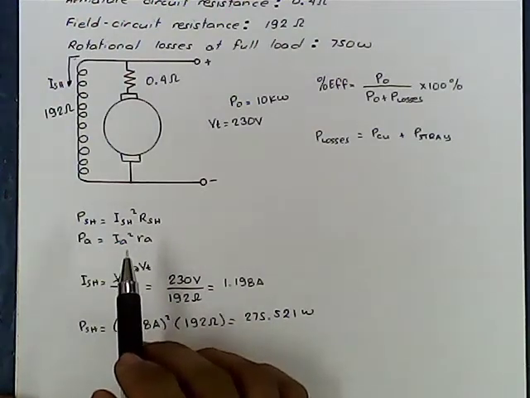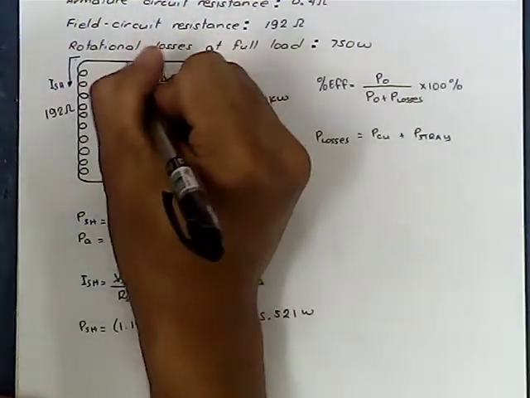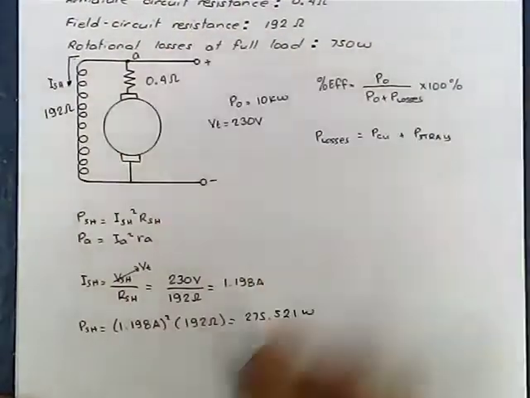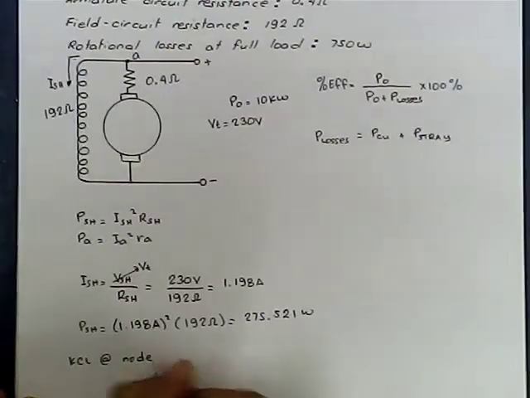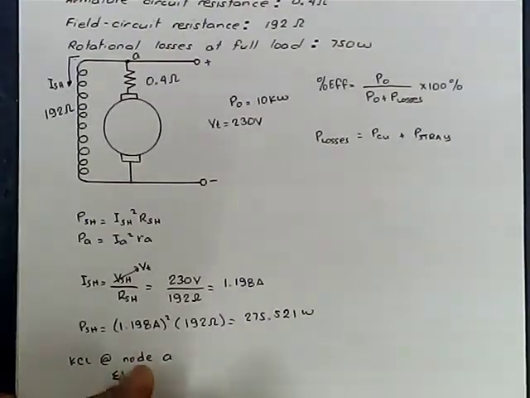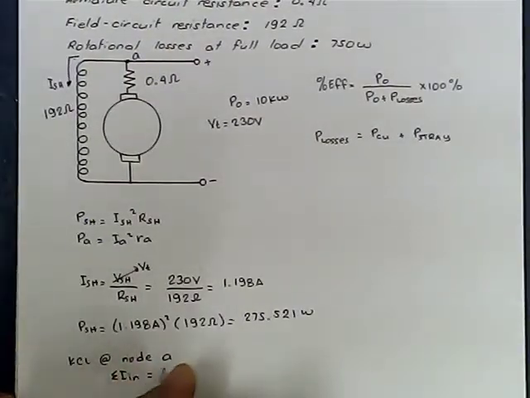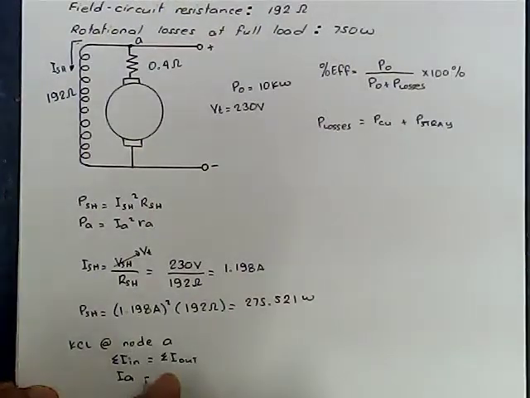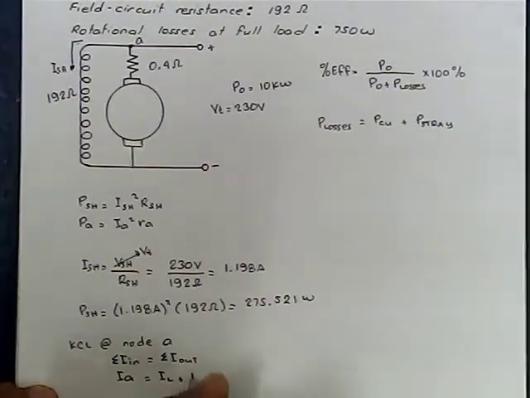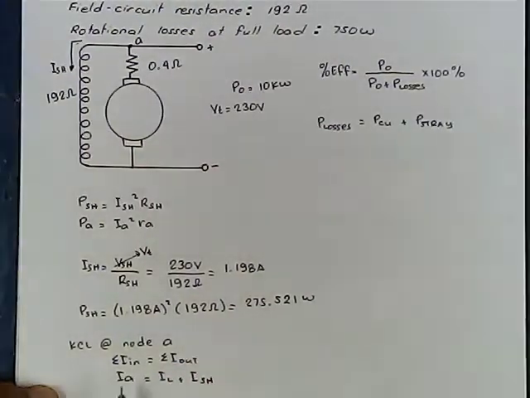Kunin muna natin yung armature current. Again, node tayo dito. KCL at node A. Summation of current in equals summation of current out. That is IA equals IL plus ISH. Okay lang po kung memorize nyo na po itong formula for shunt generators. Pinapakita lang po natin kung saan sila nanggaling.